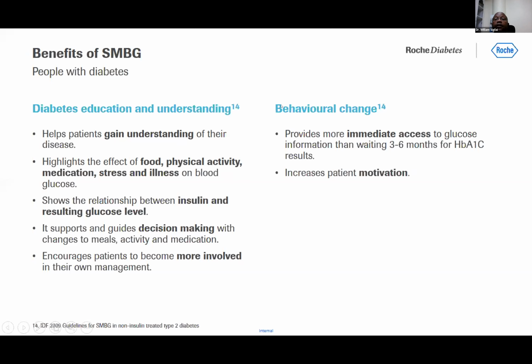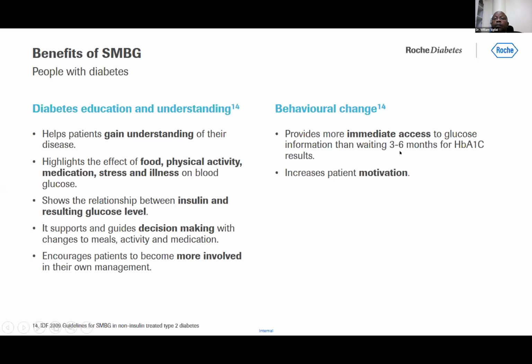And in respect to behavioral change, it provides more immediate access to glucose information instead of waiting for 3 months to get an HbA1c. Whenever I have patients who have the means to do self-monitoring of blood glucose, and this number is relatively small, it is probably less than, in the public hospitals, it will be less than 10% of patients.